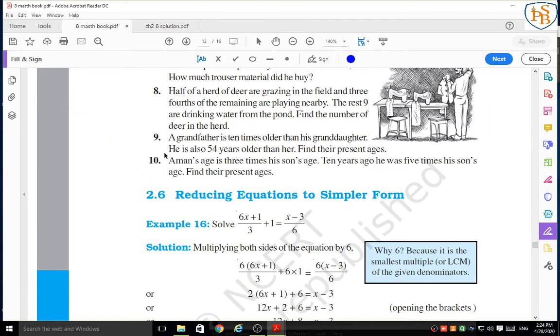The 9th sum: a grandfather is 10 times older than his granddaughter and he is also 54 years older than her. Find their present ages. And the 10th sum: Aman's age is 3 times his son's age. 10 years ago he was 5 times his son's age. Find their present ages. Both are related by the same rules. Now we will see how to solve questions 9 and 10.